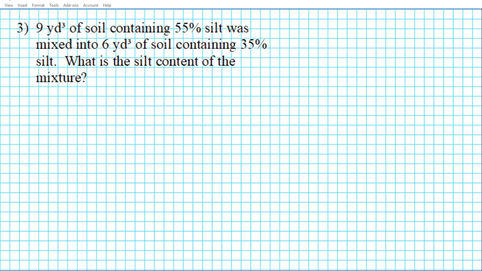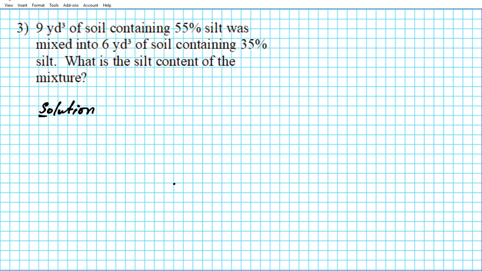So we have 9 cubic yards of soil containing 55% silt mixed with 6 cubic yards of soil containing 35% silt. What is the silt content of the mixture? All right, so let's go ahead and take a look at this problem.